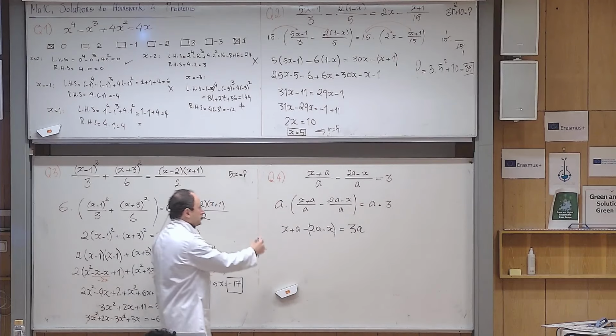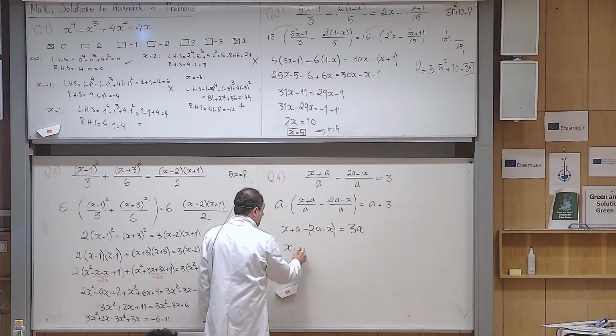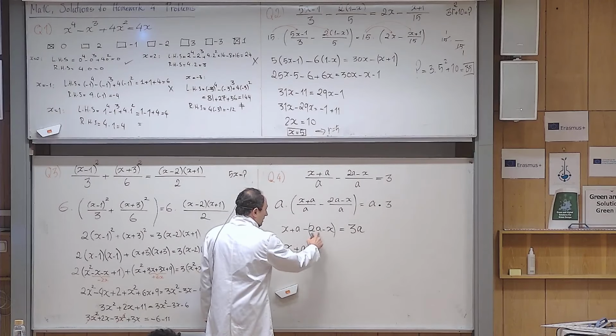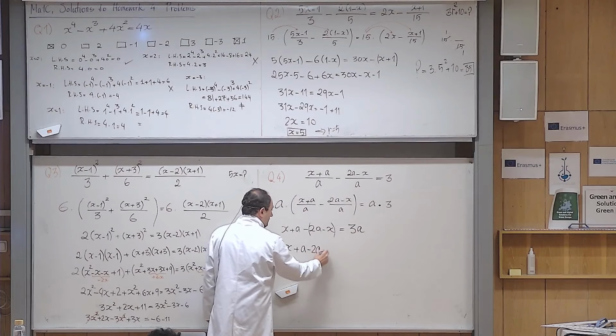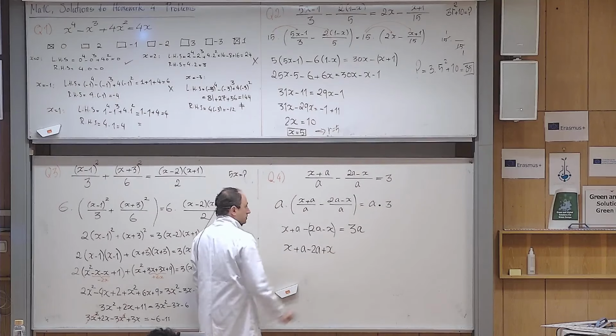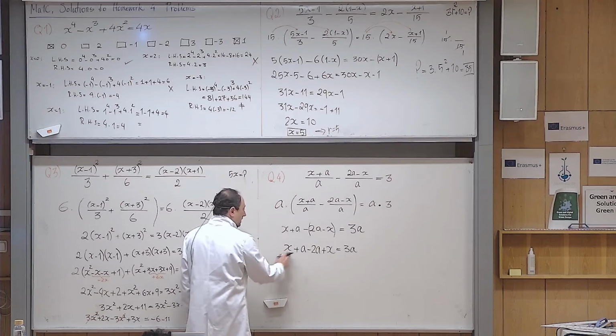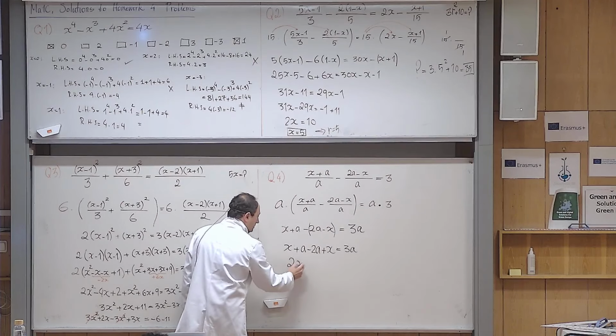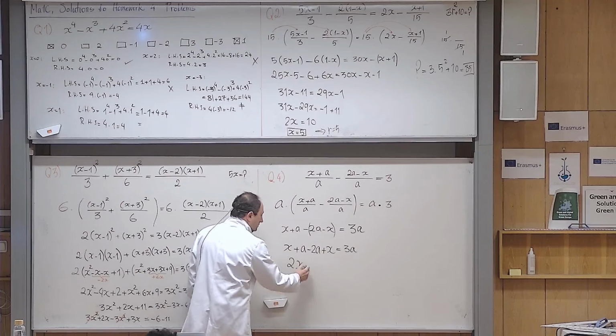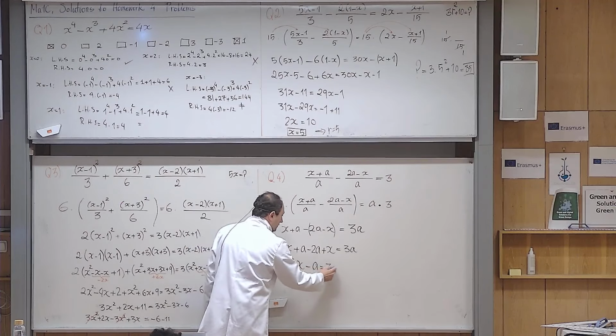And then open up the pair of brackets so it becomes x plus a. Minus sign goes here and there. So the first one becomes negative, but the second one becomes positive. And then what do I have? I have 3. But x plus x is now 2x. A minus 2a is minus a is equal to 3a.